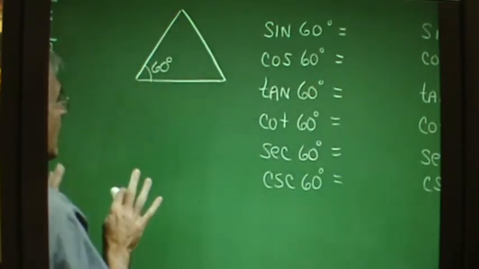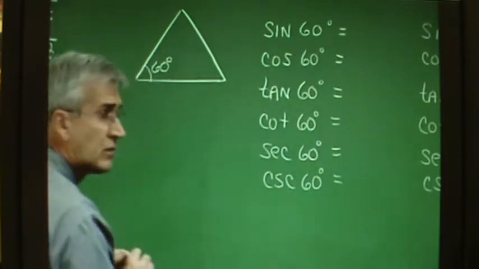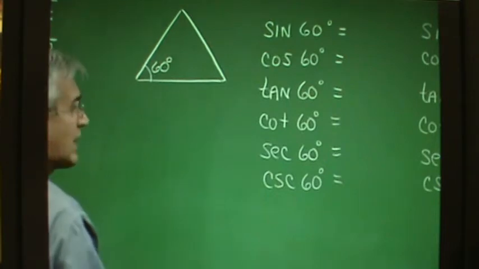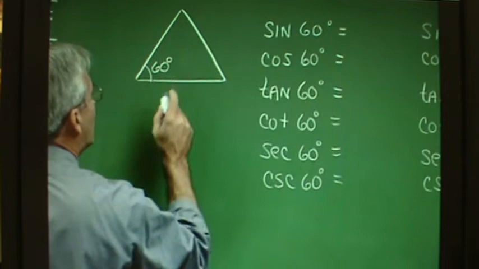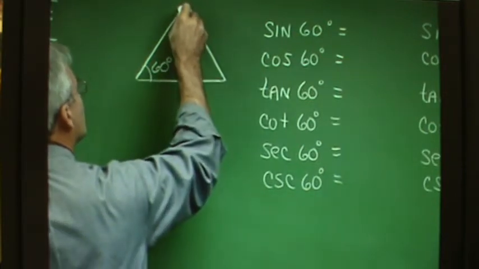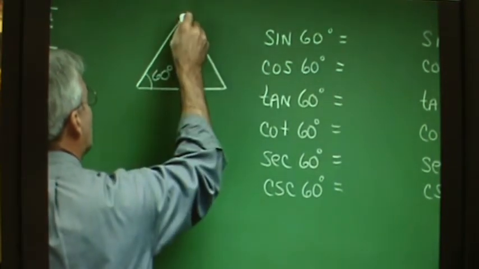Now, in order to create a right triangle situation so that we can study our ratios, we do this. We construct a perpendicular bisector from this angle down to this side. So we do this.